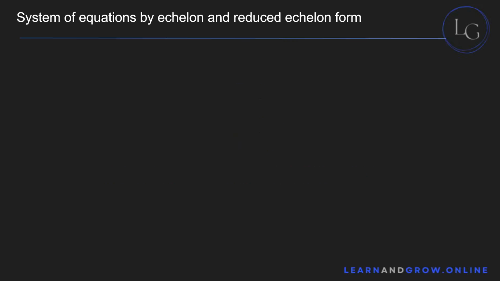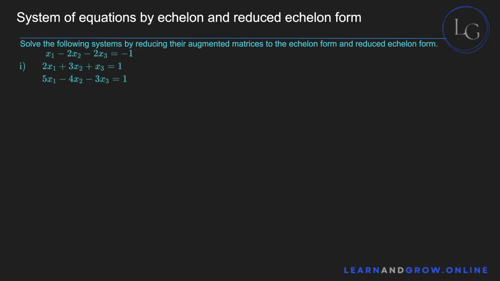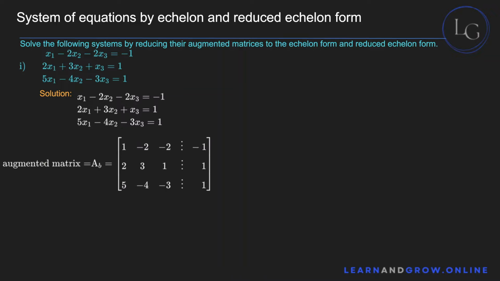So let's solve a system of equations by echelon and reduced echelon form. So we have the system of linear equations. We must convert it into its augmented matrix. So what you'll do in an augmented matrix, you'll put a slight separation using these triple dots here.